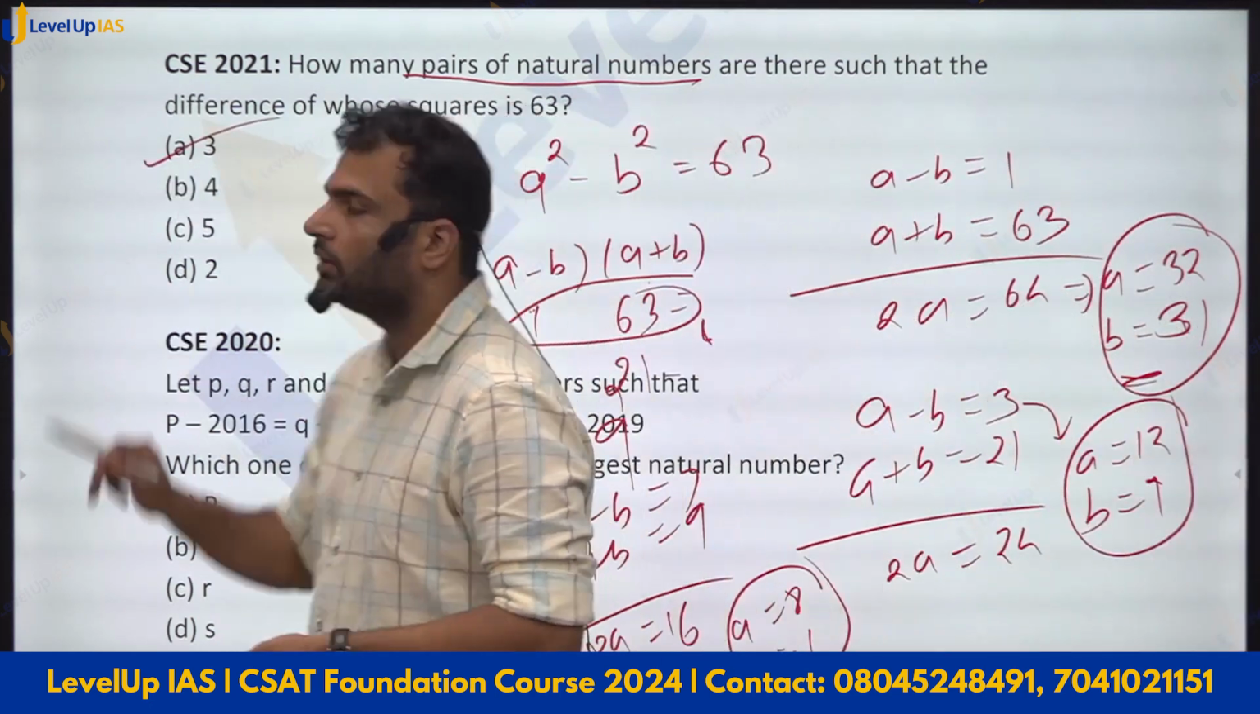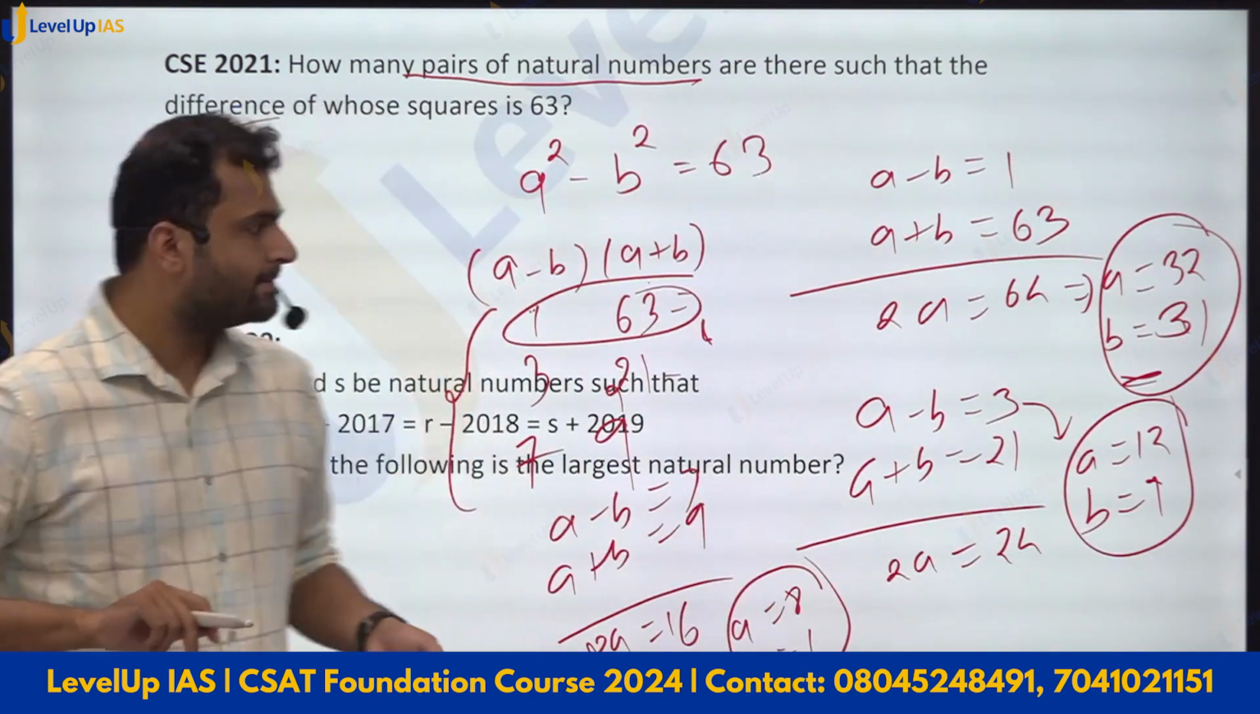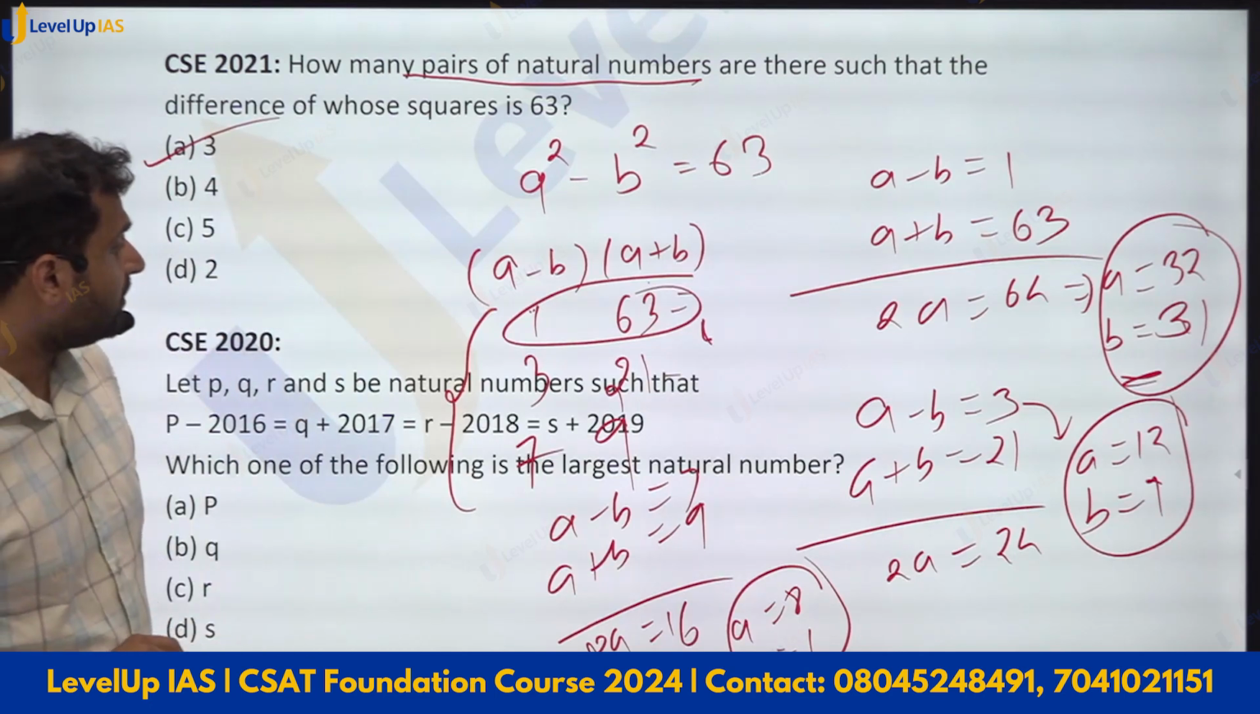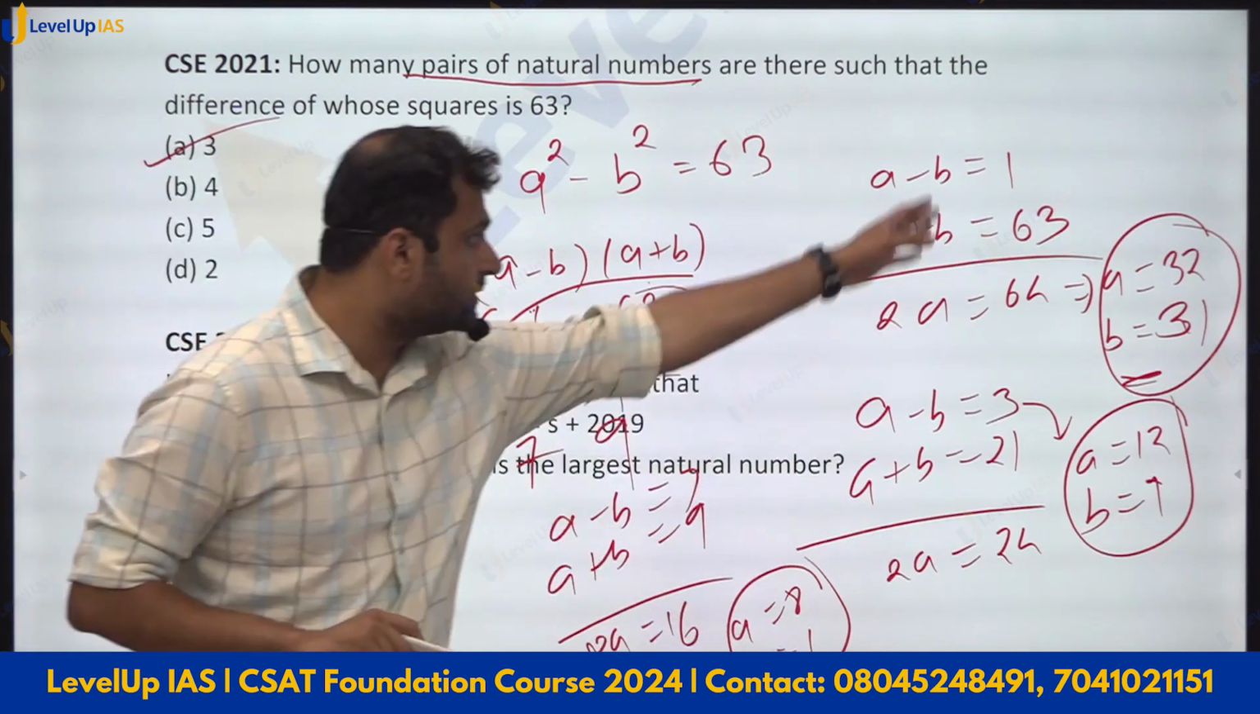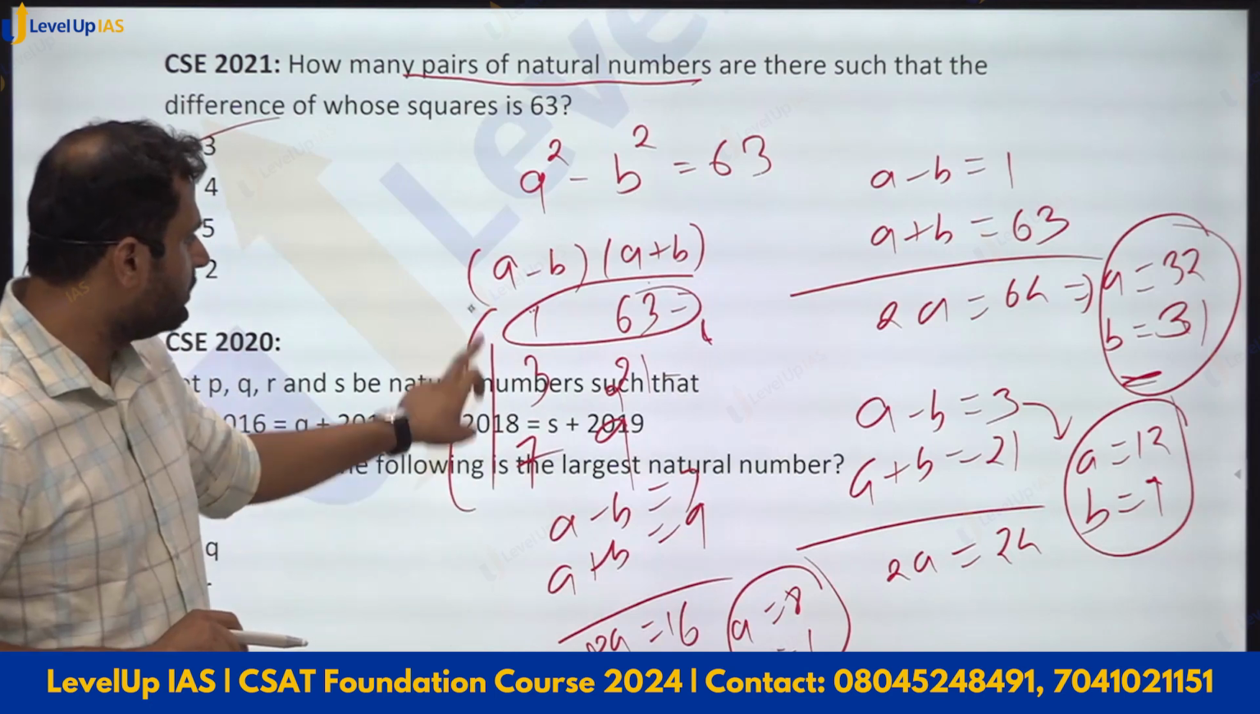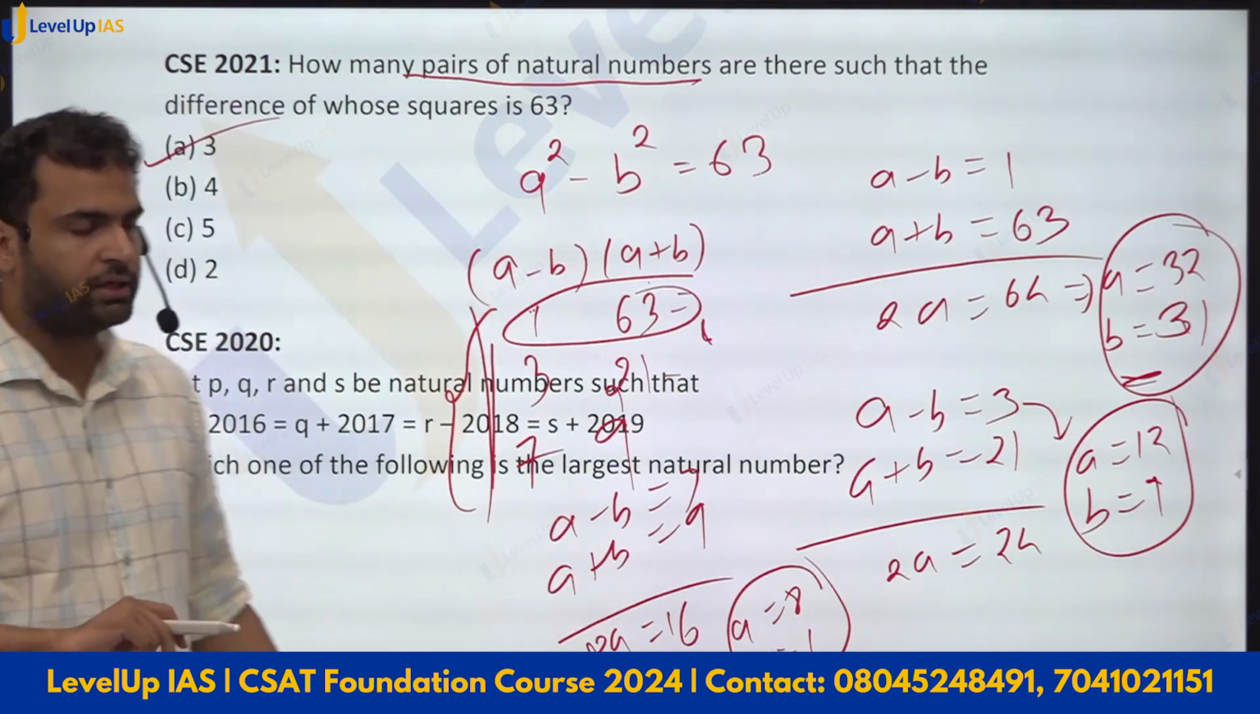So the answer is 3. I hope you understand. Even if you don't want to perform these later calculations, from this only you can comment that there would be 3 possibilities.